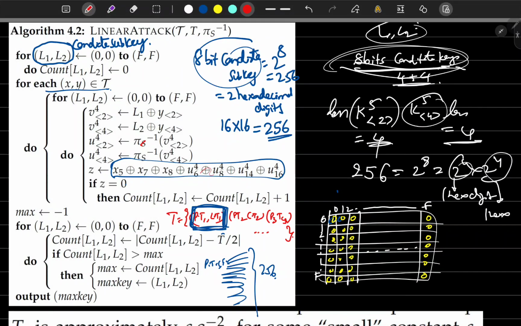So now the question is what is this value? Means this xy, x7, x8, this can be got from this pt1. Okay, happily we can get it. And how to find this term u6 u8 u? How?